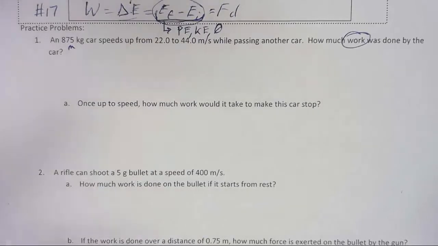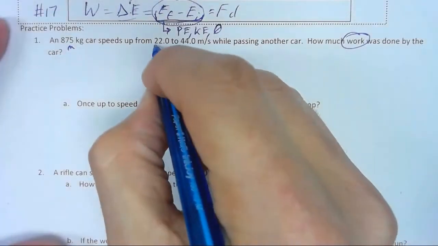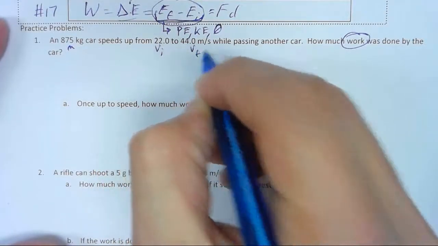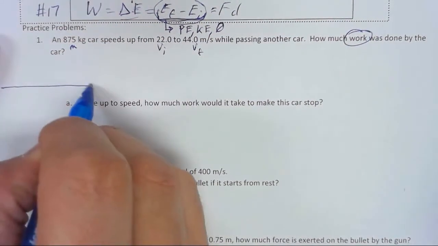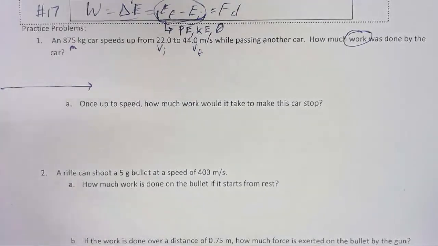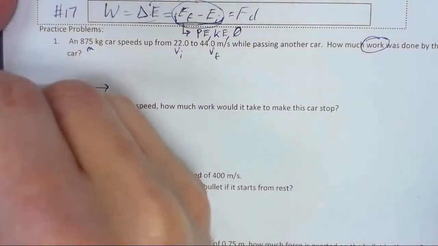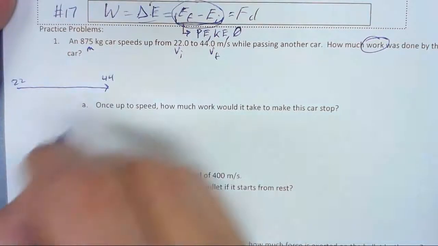All right, so several things to notice. First, they give you the mass. Second of all, they give you an initial speed and a final speed, two speeds. So to draw a very simple picture, it's really useful to do this with all of these problems. Just draw a very simple picture. This car is speeding up from 22 to 44.